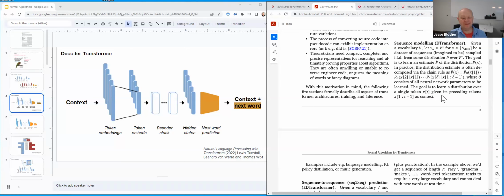That's where prompt engineering comes from. Prompt engineering is coming up with sufficiently good context, so that it goes in the direction that you want it to go.